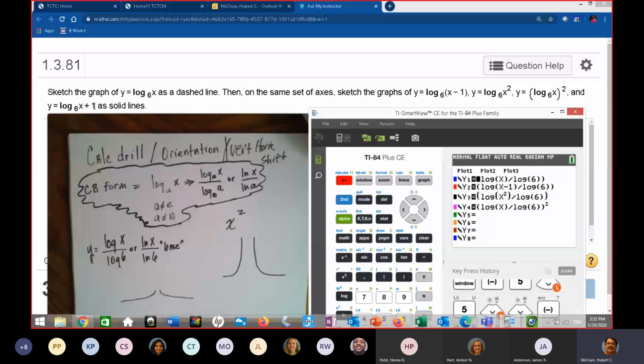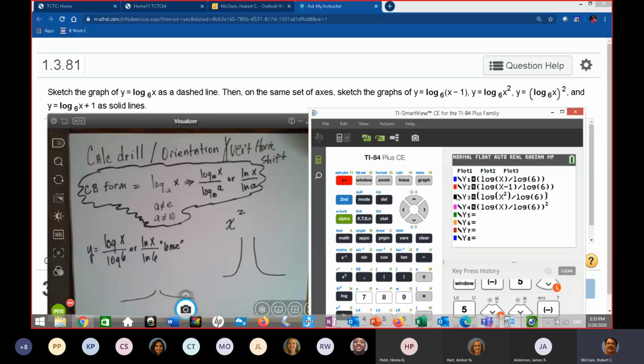Okay, I don't like the way they wrote this. I would much rather them write a parenthesis and then put +1, and then it would be a vertical shift. I think they want a vertical shift here. I can't remember. So I'm going to type it in as log of x over the log of 6, close parentheses, +1. And then I'm going to do it the other way, and you'll see why I tell you that I don't like the way they wrote that.